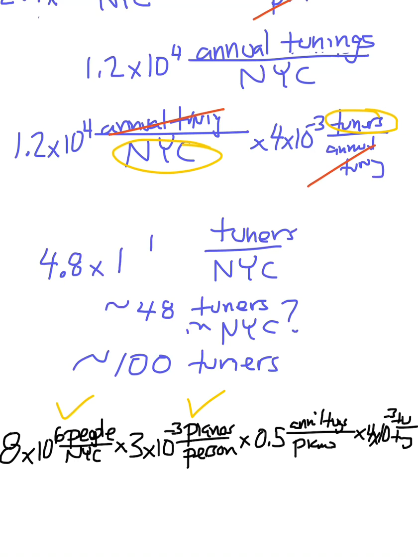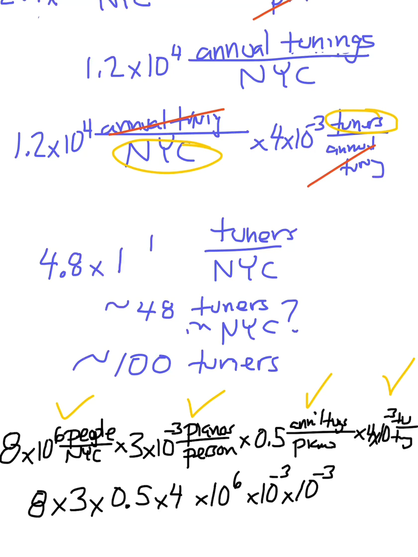So if we look at all of this together, the people in the city times the pianos per person times the tunings per piano times the tuners per tuning. If we look at all these multiplied together at once, I'm just going to cancel all of my units that cancel. People and persons, essentially the same unit. Pianos and piano. Annual tunings and annual tunings. All of that goes away, leaving only tuners per New York City.